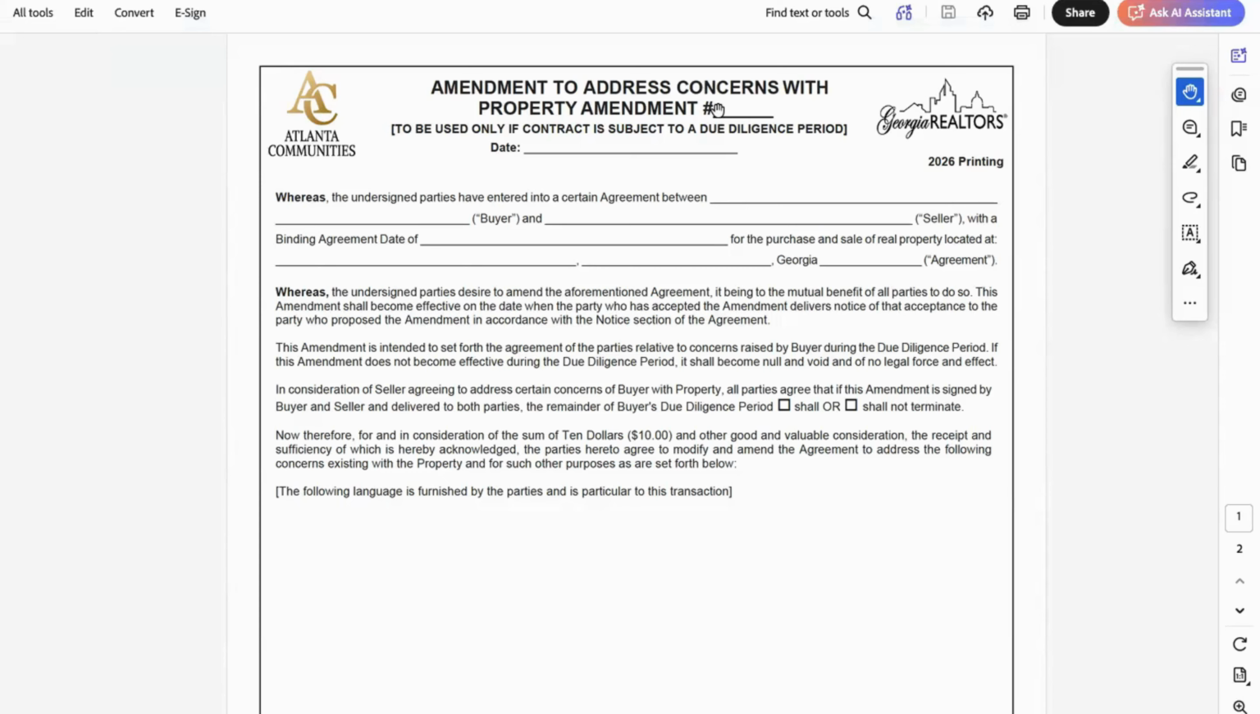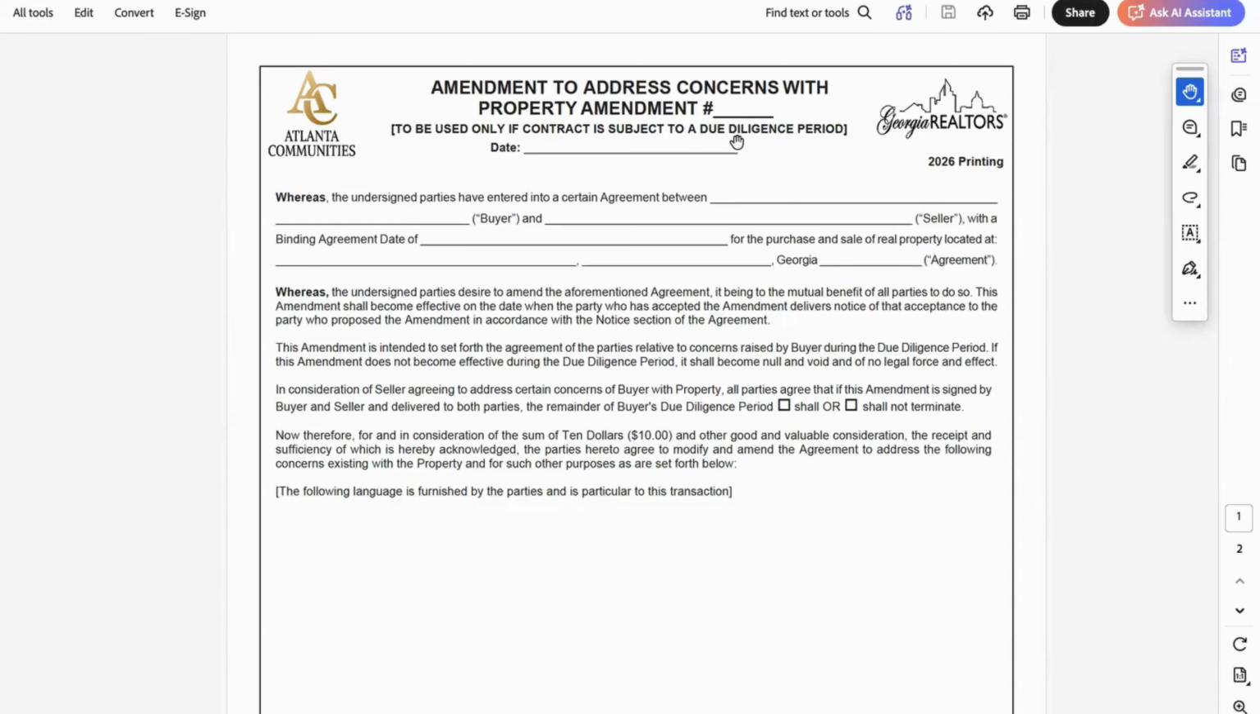Amendment number. This is simply a tracking number. For example, Amendment 1, Amendment 2, Amendment 3, etc. Important instructions. This form should only be used when the contract includes a due diligence period, because this amendment addresses concerns discovered during due diligence. If there is no due diligence period, another amendment should be used.